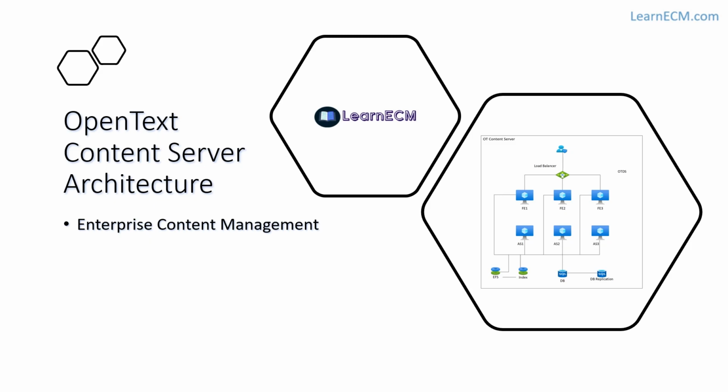Today we are going to see OpenText Content Server architecture. OpenText is a company which provides various products for enterprise content management, and Content Server is one of their products which we use for implementing an ECM solution. Today we will see what the different architectures are that we can use to install Content Server in our organization.